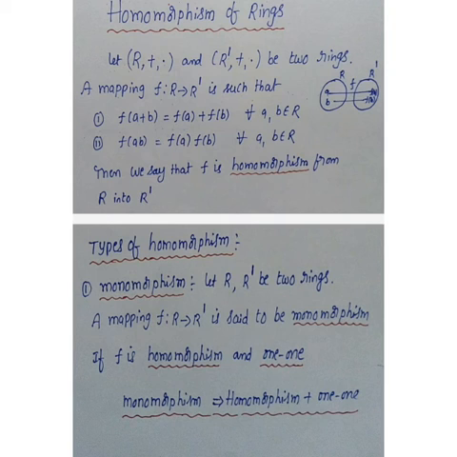Today my topic is homomorphism of rings. So what is the definition of homomorphism of rings? Let (R, +, ·) and (R', +, ·) be two rings. A mapping f: R → R' is such that f(a + b) = f(a) + f(b), f(ab) = f(a) · f(b) for all a, b belongs to R. Then we say that f is a homomorphism from R into R'.